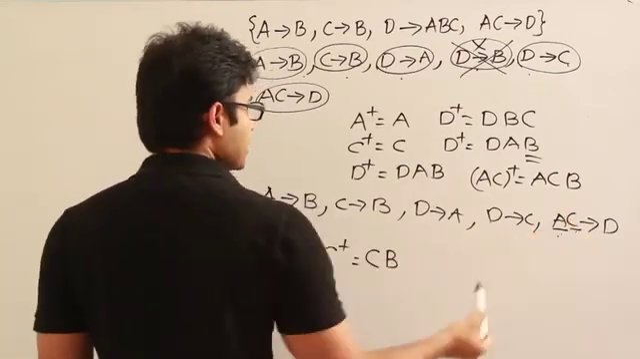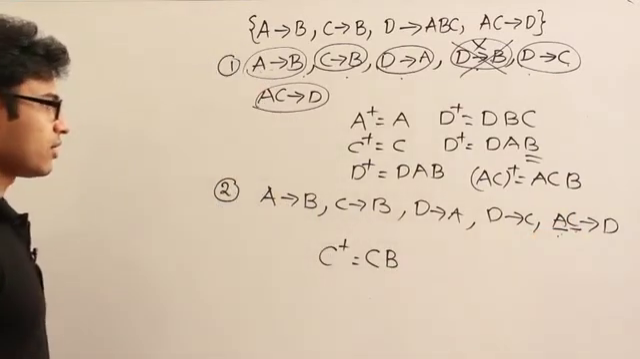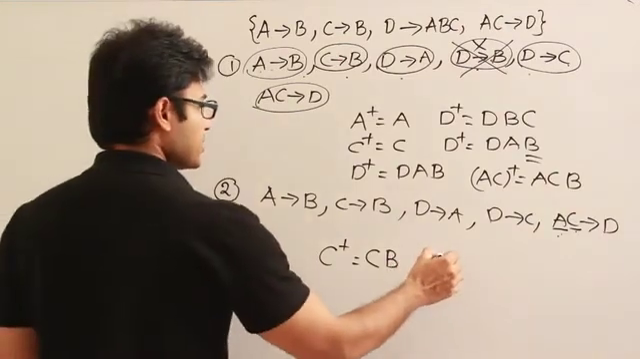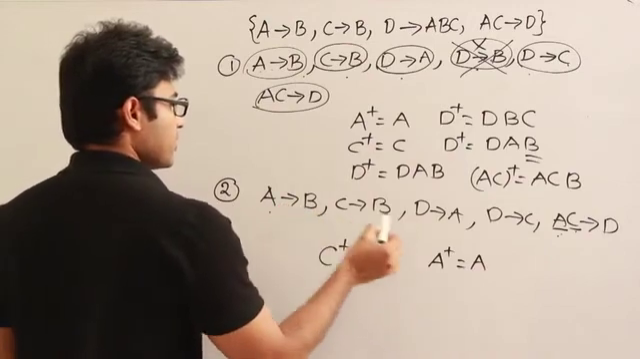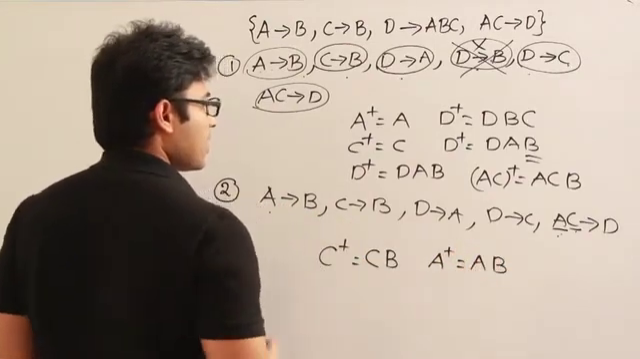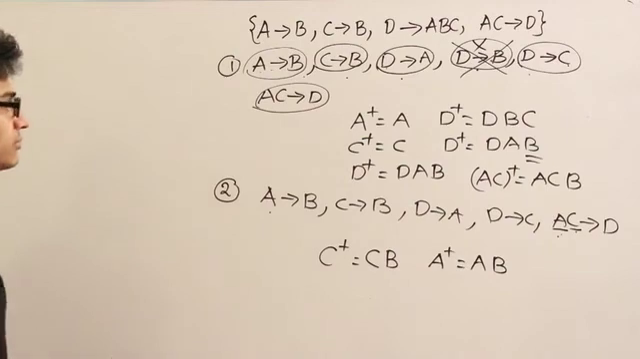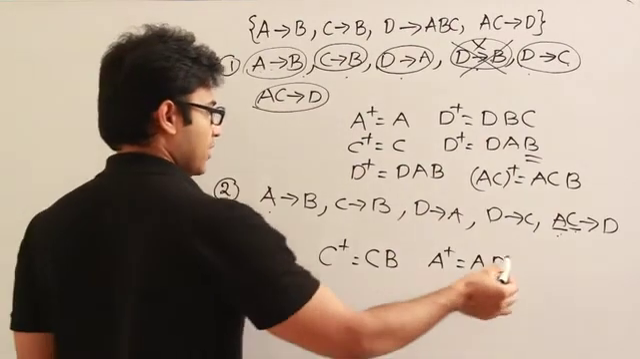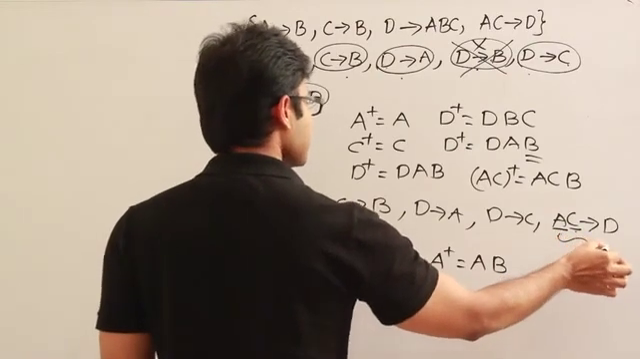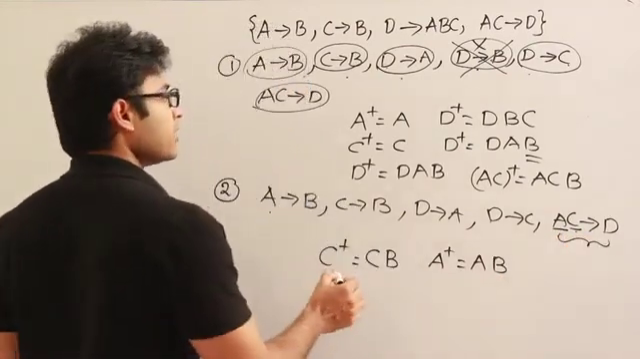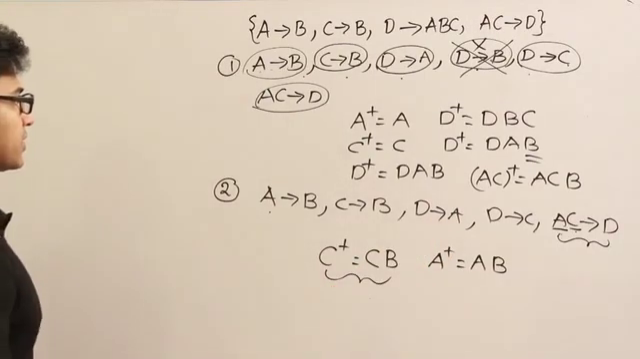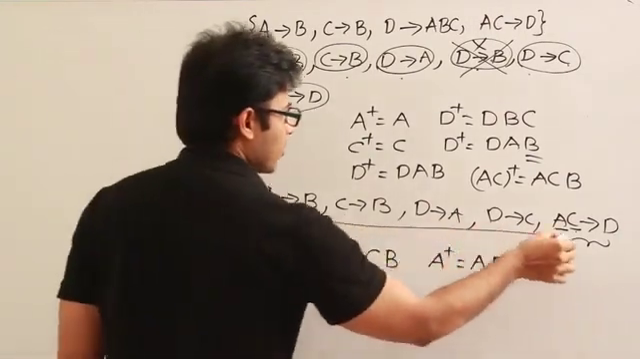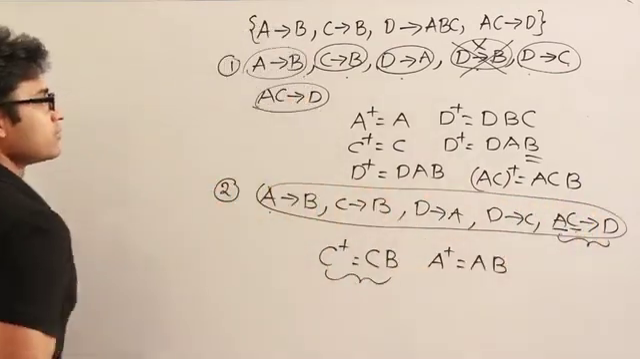Now what about C? Let's see if C can be deleted. How can we test it? Find out A plus. If A plus contains C, A plus contains A, and because of A I get B, right? And that's it, right? So it is required. Okay, so I am not able to get either C or A, therefore these are required. Okay, so this is the minimal form. Only one production can be deleted. Fine.